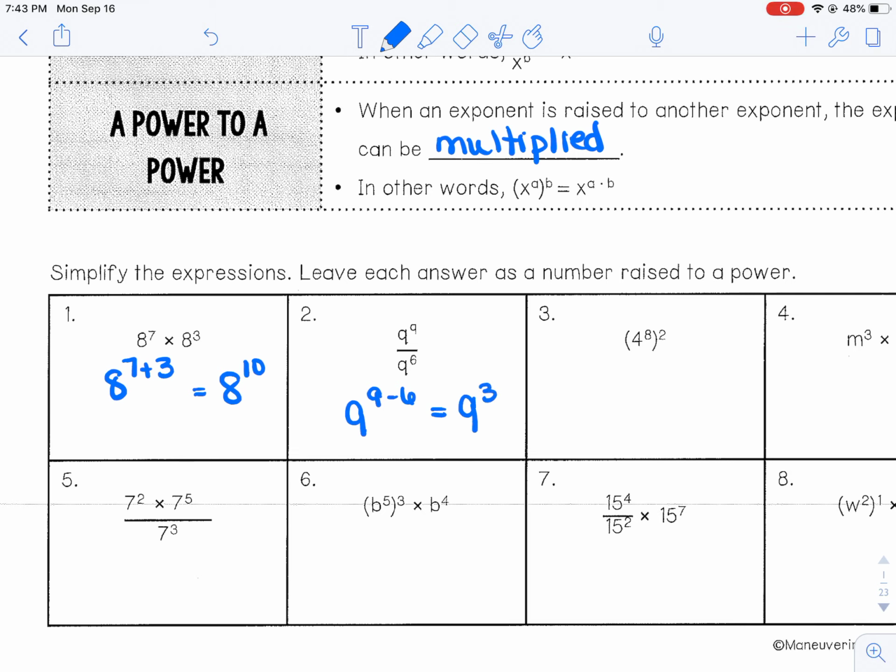When you're looking at number 3, look at the different rules that you have. Which one is it? Okay, it is the power to a power rule. Okay, so I have 4 to the 8th power raised to the 2nd power. So I'm going to multiply those exponents. So that's going to be 4 raised to the 8 times 2. That's going to give me 4 to the 16th power.